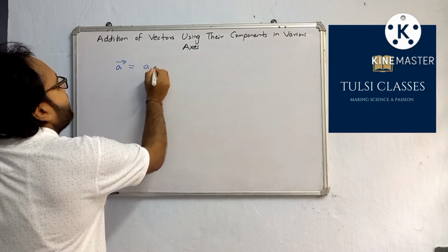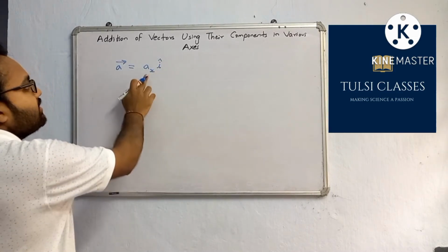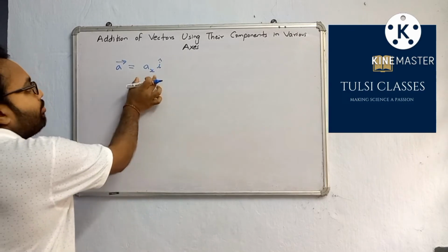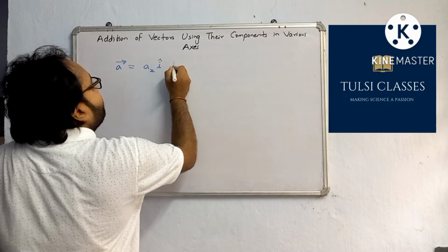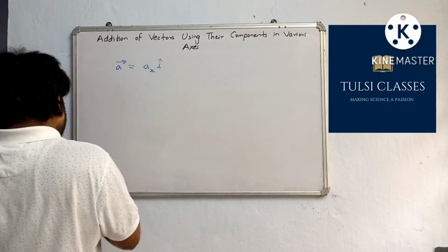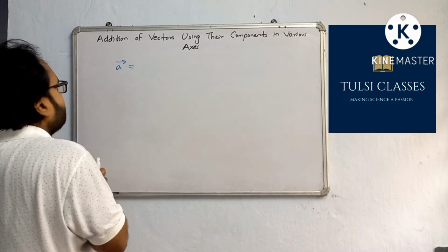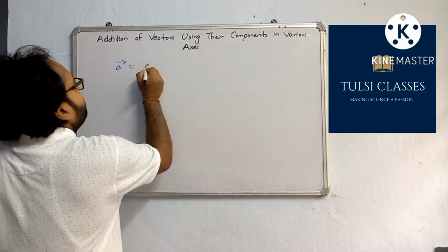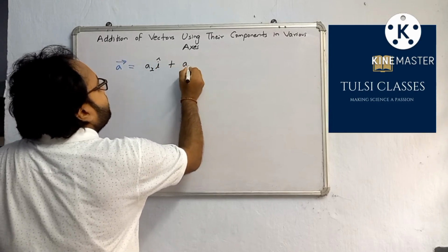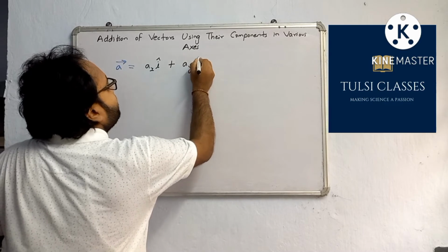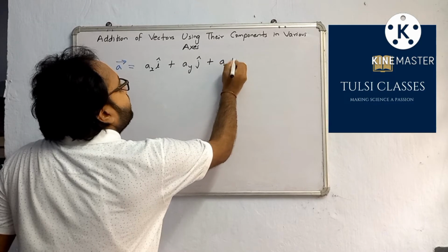Vector A is written as AX i cap. I cap, I have told you, is the unit vector along the x axis. AX is the magnitude of this A vector along the x axis, plus AY j cap plus AZ k cap. So vector A is equal to AX i cap plus AY j cap plus AZ k cap.